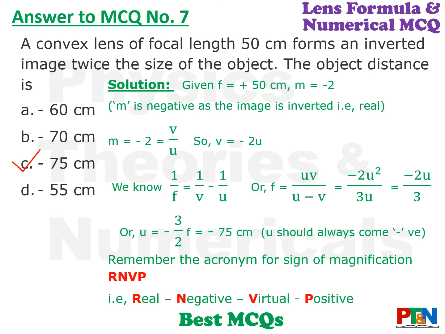Here, you remember this acronym: RNVP. R is real, N is negative, V is virtual, P is positive. Real negative, virtual positive. That means the value of M will be negative if the image is real, and the value of M will be positive if it is virtual. So RNVP is the rule for you to remember the sign of M. Real negative, virtual positive.